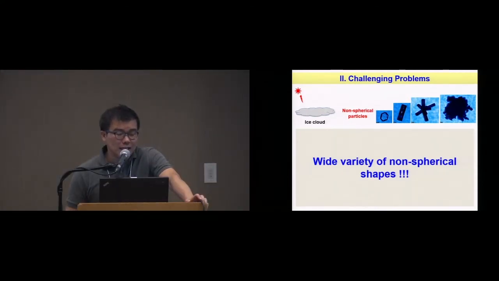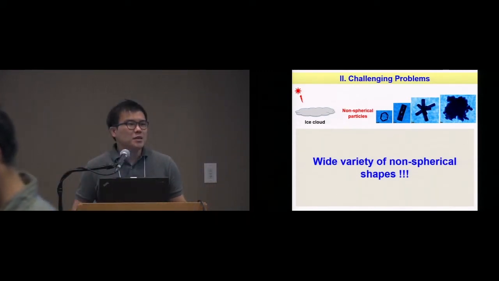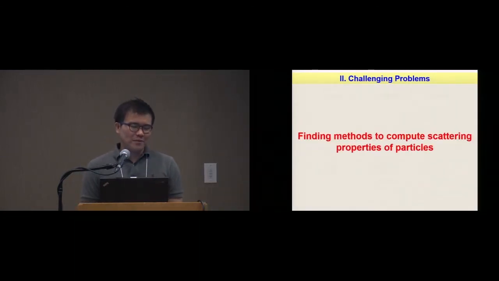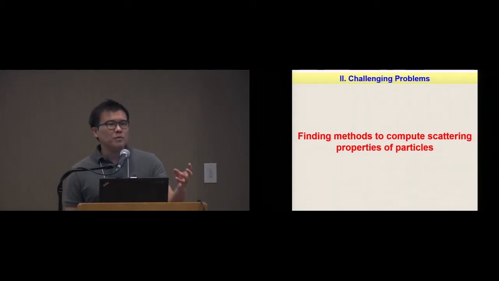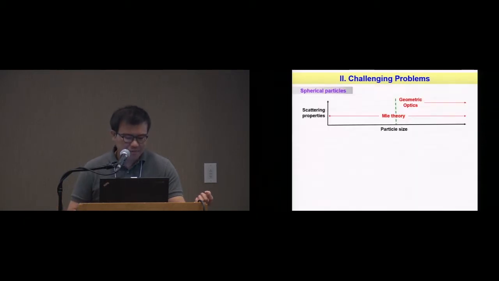And then this ice cloud consists of wide variety of non-spherical shapes. And these non-spherical shapes cause lots of problems. Let's see what's the problem. And then first biggest thing challenging is finding a proper method to calculate these scattering properties.